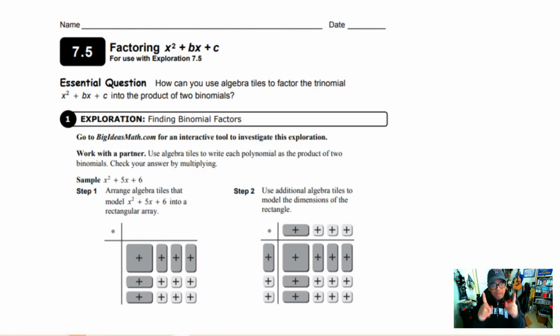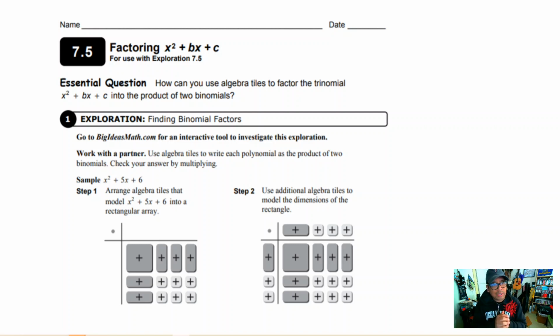Now, this is the very first time that we've done factoring, and if you listened to me in class, I probably told you that this is one of the really big things that happens in algebra. In my head, the two biggest concepts in Algebra 1 are the slope and graphing a line, and then factoring a quadratic equation or a quadratic expression.